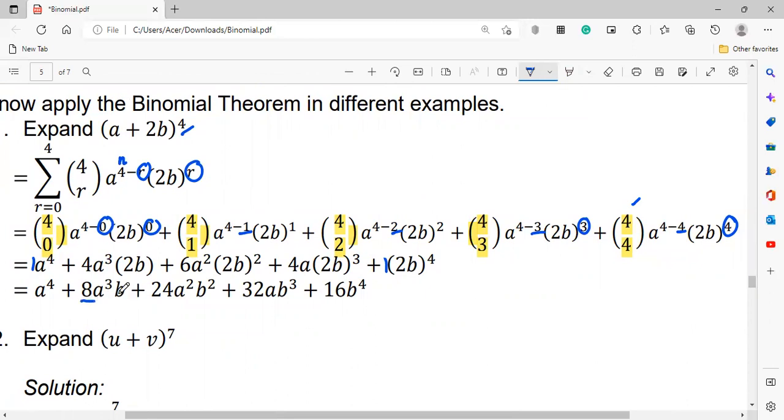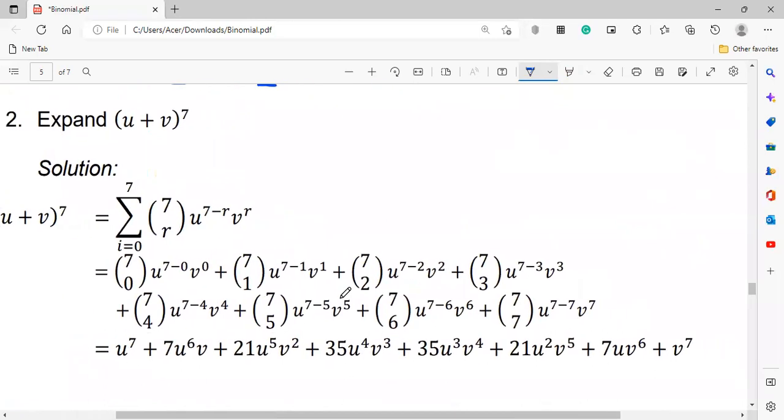So, a cubed b. Dito yung sinasabi nating exponents must be equal to 4. Kasi 4 ito. 3 plus 1 is 4. 2 plus 2, 4. 1 plus 3 is 4. And 4. Square of 2 is 4 times 6 is 24. Cube of 2 is 8 times 4 is 32. 2 raised to 4 is 16.